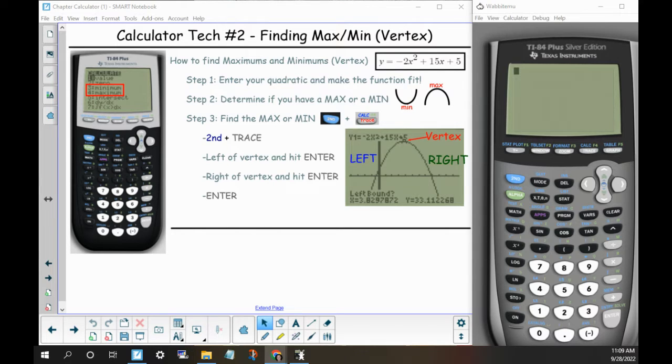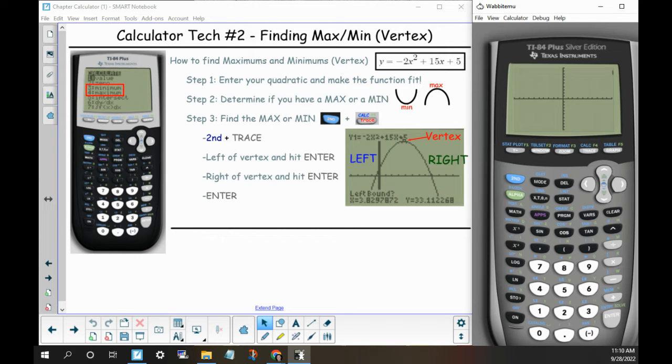The vertex. Okay, so everybody go to y equals. Let's put this practice problem into our calculator. Let's go to y equals, and let's put in negative 2x squared plus 15x plus 5. All right, everyone got that? Once you get that in, let's hit graph.